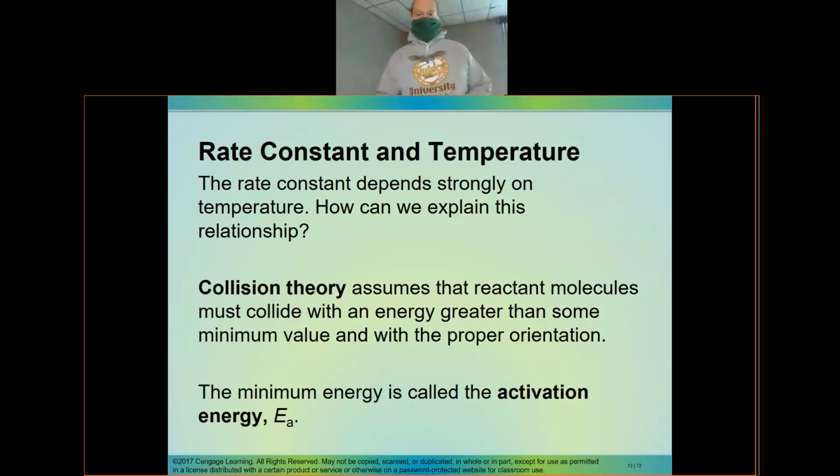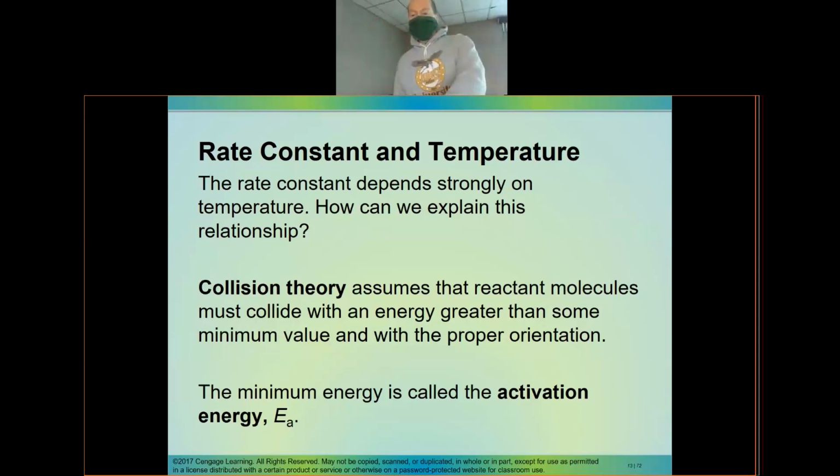All right, so there is a collision theory. That means that the reactant molecules must collide with an energy greater than some minimum value, which is your energy of activation. And it also has to have the proper orientation. It has to collide at the right spots in order to get the reaction to go. And again, that energy is the activation energy.